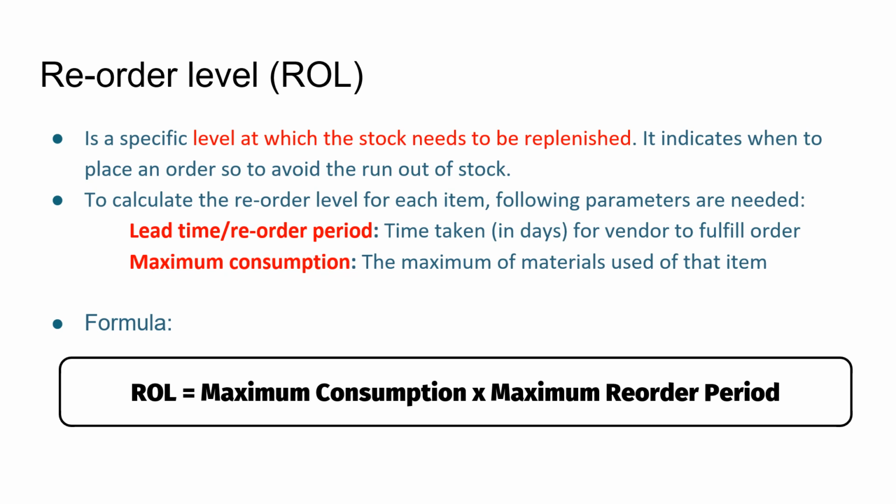And then we also need to know the maximum consumption of that material. Okay, so the reorder level will have a formula. So this is the formula of the reorder level. To find the reorder level, we must know the maximum consumption of the material times the maximum reorder period or lead time. The reorder period can be expressed in days, in weeks, in months. The maximum consumption is based on the consumption unit of the material.